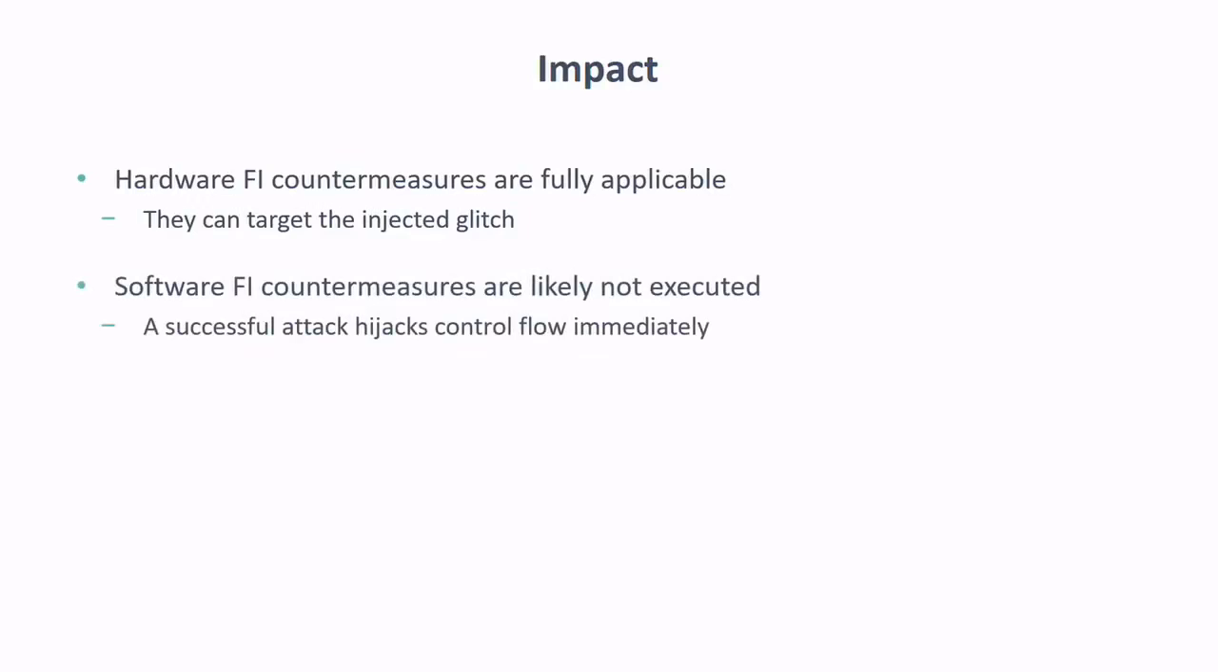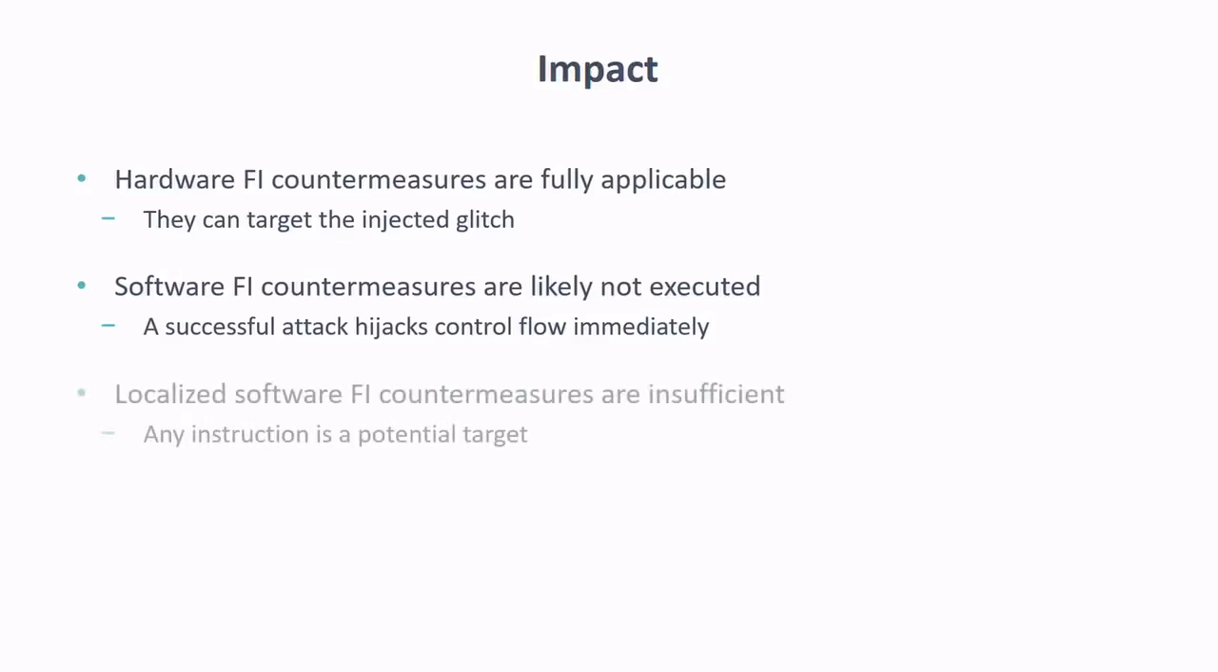But the software countermeasures are likely not executed because they're executed after the glitch. But we get control of the software immediately, so they are not executed, but completely bypassed. And even if you protect one piece of code, we have also the other instructions that are running before that that can be targeted. And this makes that also difficult. So the traditional software countermeasures are ineffective.